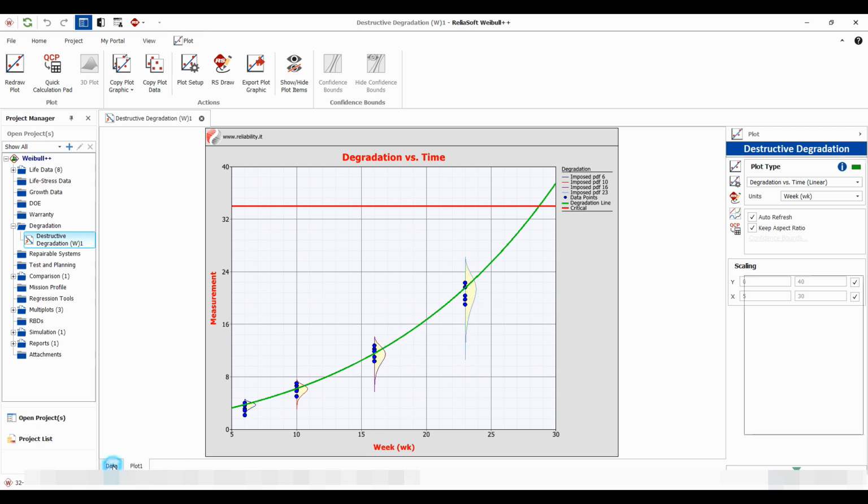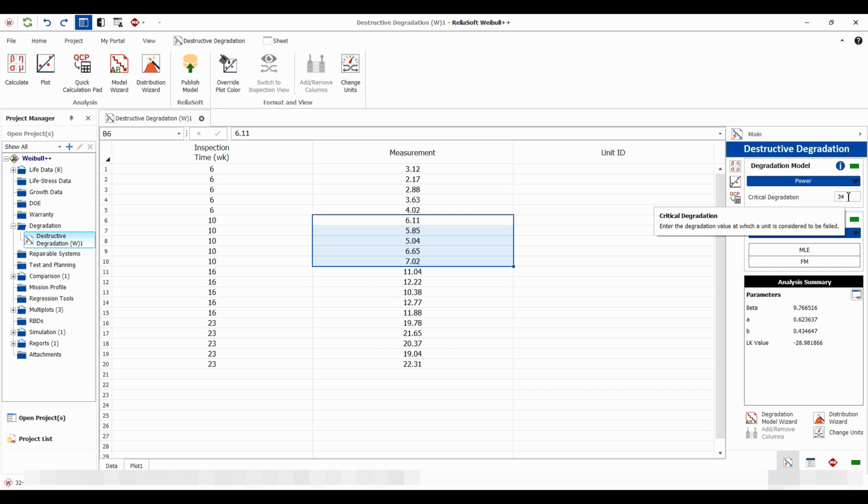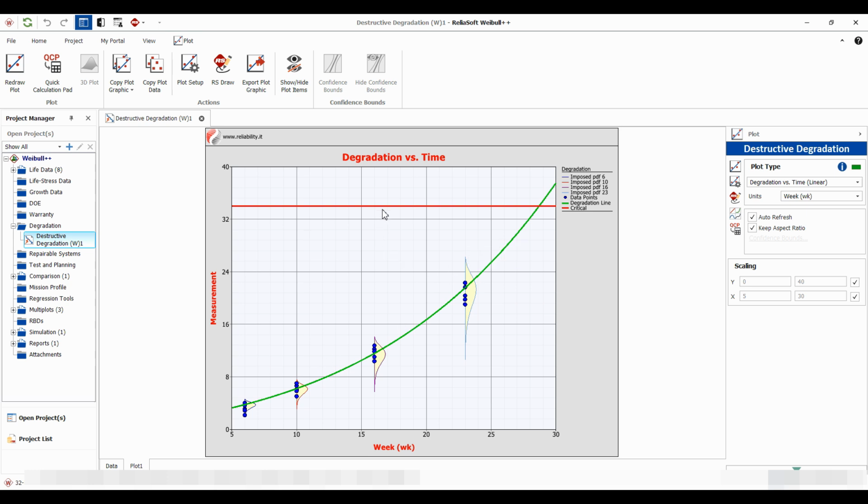We also have to set a critical degradation. In this case, our final reading was 22.31, the highest reading we recorded, and we decided that our critical degradation is reached at 34, whatever the measurement, whatever the unit is. So on this plot we have our critical degradation, and we also have the degradation of our units.